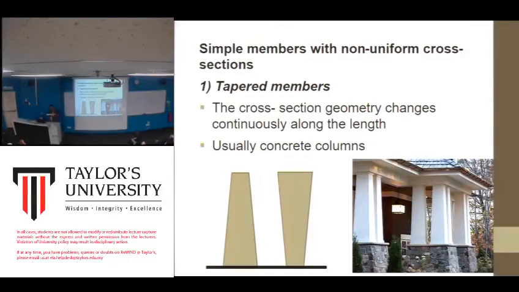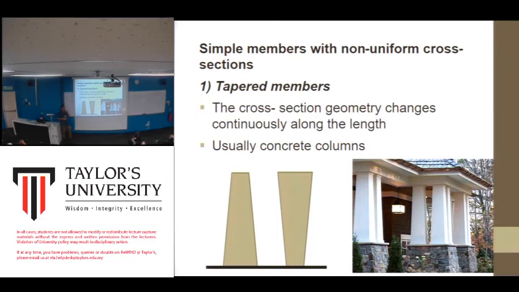Okay, another type of column is simple members with non-uniform cross section. In this type of column, there are a few different arrangements or types. The first one is tapered members. The cross section geometry changes continuously along the length, usually concrete columns. So you can see from the image here, tapered means that one side is smaller or bigger than the other side, meaning that the shape is not consistent from ground to the top.